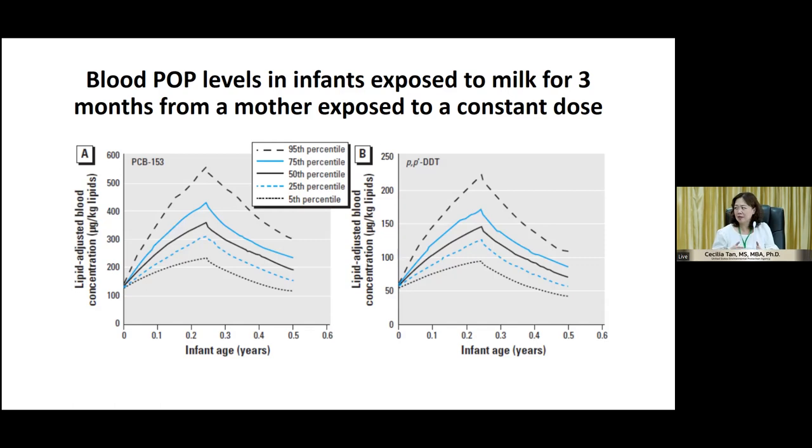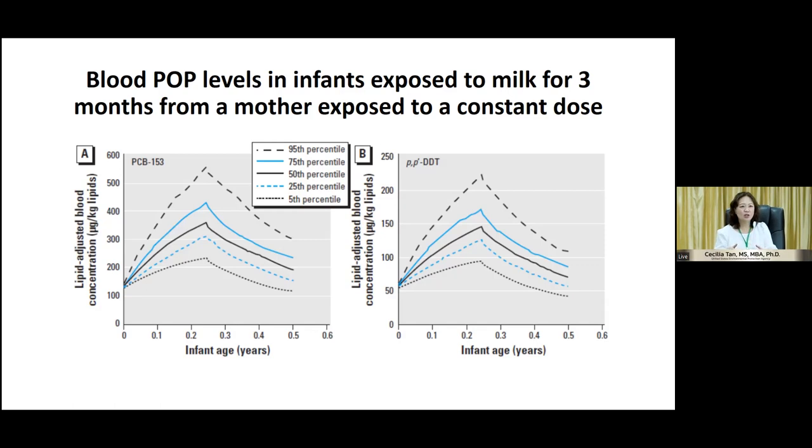For the first 6 months, they assume that the infant is drinking milk, which is usually what happens. And then the assumption is, what if this baby only drinks milk for 3 months, but they simulate for 6 months? You can see that the peak exposure is at 3 months, and after that it comes down because of clearance, elimination. So this is basically what they're trying to show here.